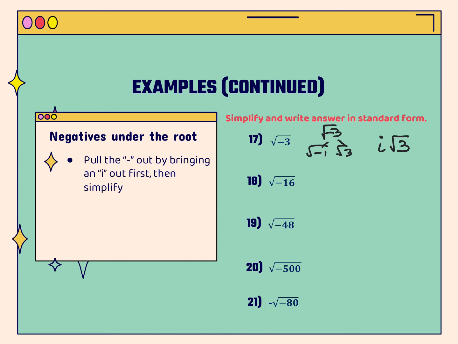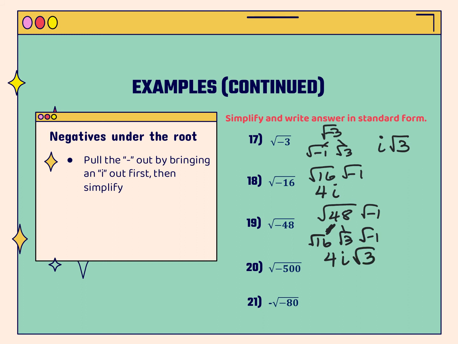For the -16, again, if you want to think of it as 16 times -1, square root of 16 is 4, square root of -1 is i. So again, if you'd rather start out by doing 48 times -1, and then start breaking down the 48, I could do 16 times 3. And then if you want to keep bringing down the -1, the 16 comes out as a 4, the -1 as an i, and the 3 stays behind.